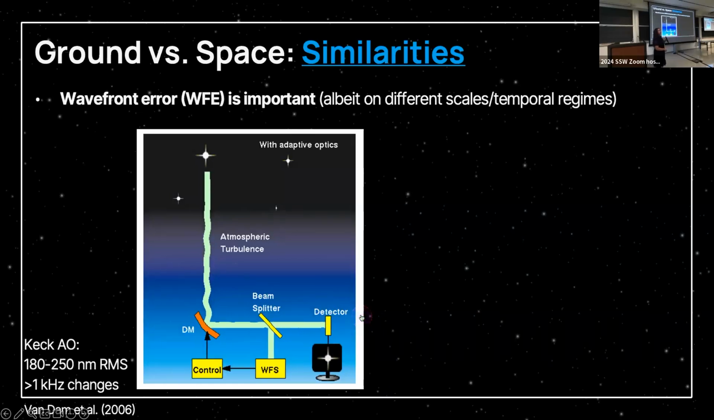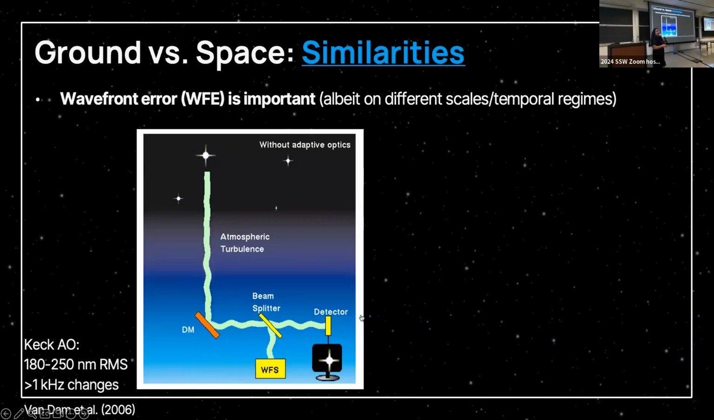And ideally, we get a nice, sharp, high Strehl PSF on our detector. And to give you a sense of scale, when we talk about wavefront error, we're measuring it in nanometers. So we're talking about deviations from that plane parallel wavefront on the order of hundreds of nanometers. If we think back to the Keck AO system in the early 2000s, we're thinking about RMS wavefront error on the order of 180 to 250 nanometers. And those are numbers to keep in mind as we start to talk about what we're doing from space.